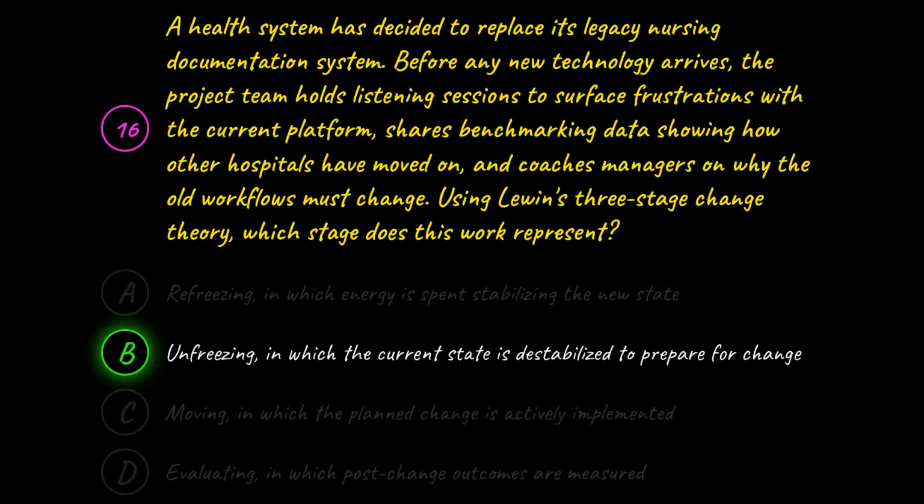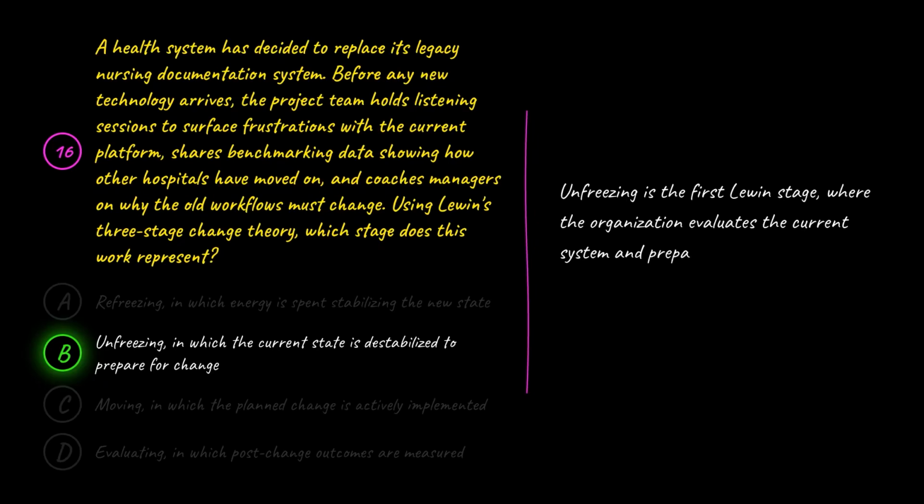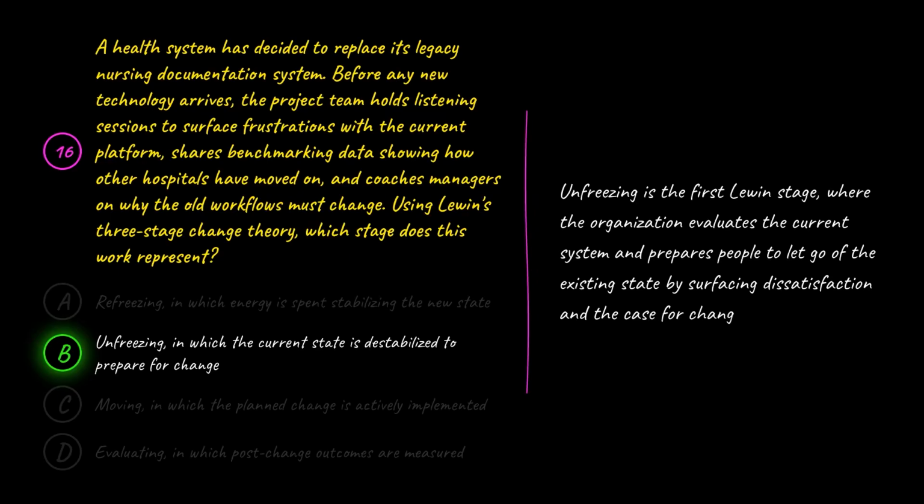The correct answer is B. Unfreezing, in which the current state is destabilized to prepare for change. B is correct because unfreezing is the first Lewin stage, where the organization evaluates the current system and prepares people to let go of the existing state by surfacing dissatisfaction and the case for change. Listening sessions, benchmarks, and coaching conversations before any implementation are classic unfreezing activities.